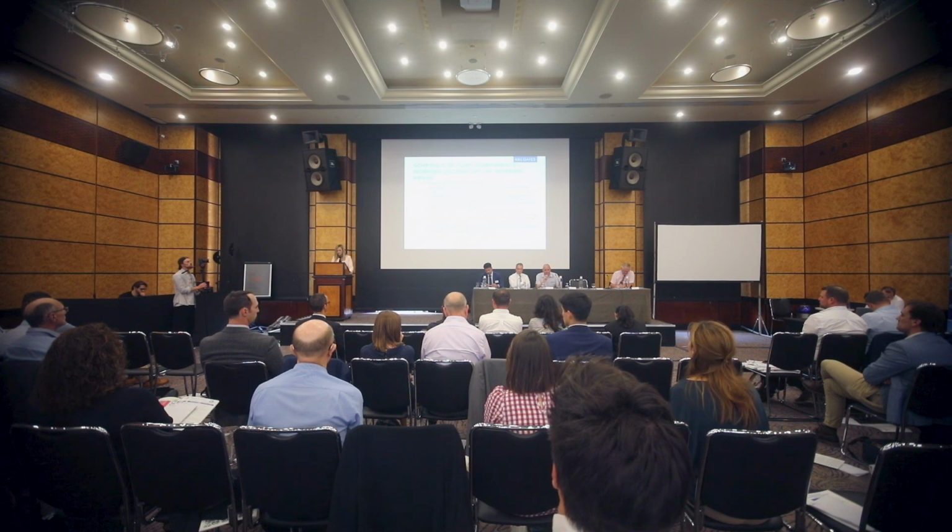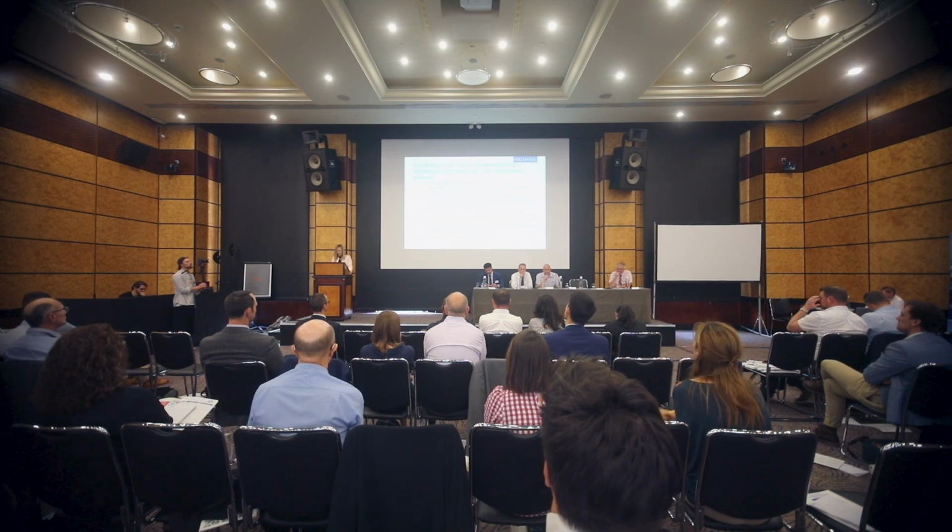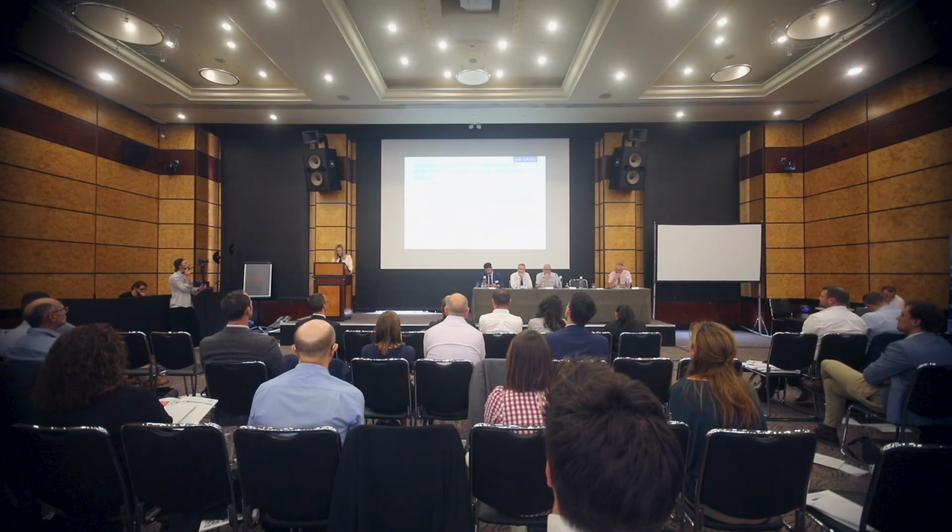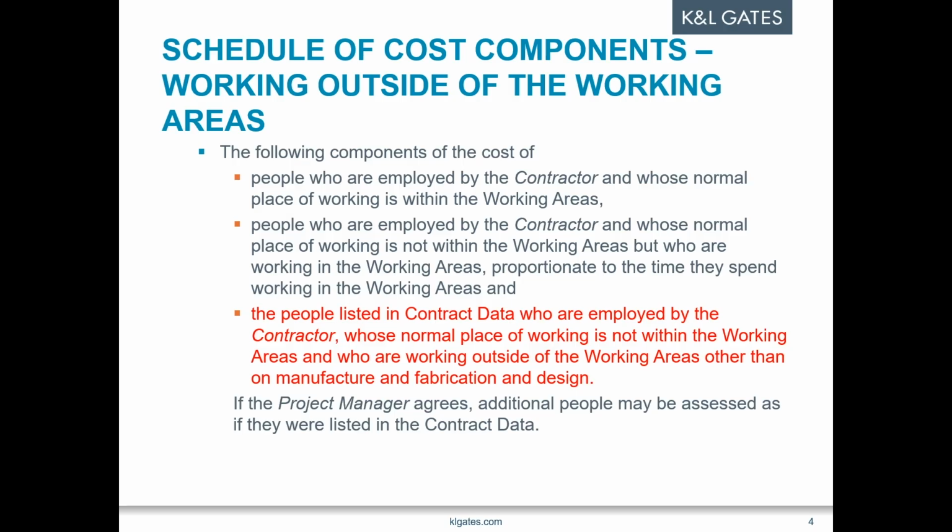It gives the option, you can see in the red, that new limb there, to list people in the contract data whose costs can be recovered as part of the defined costs, even if they are not normally based in the working areas. This is subject to the proviso that they're not working on manufacture or fabrication or design.